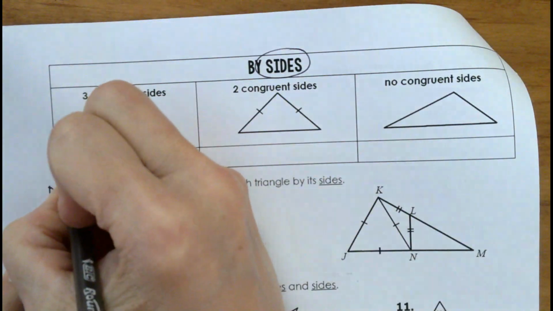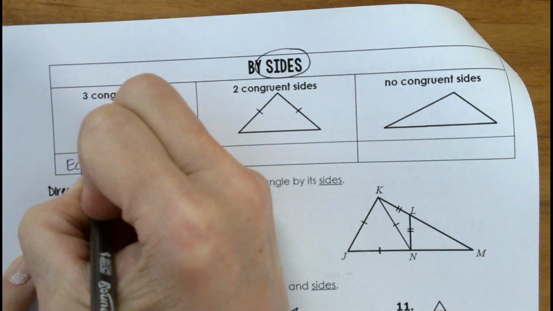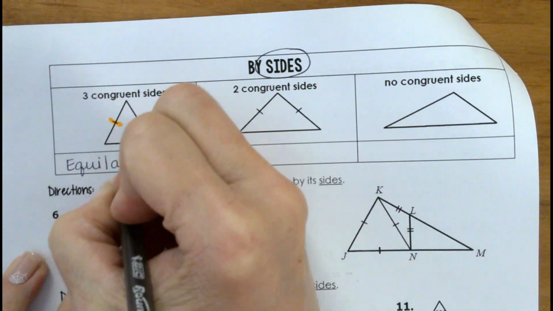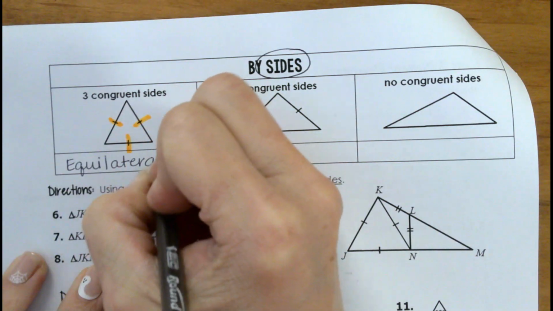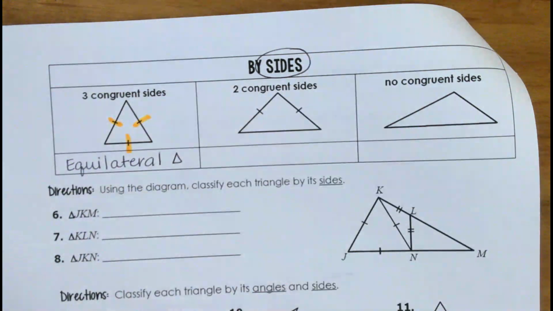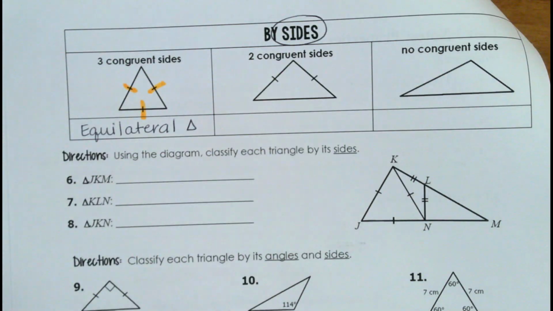Equilateral. So we write the word equi, and then we write lateral. Us mathematicians, we're so creative. We come up with the best names ever, don't you think? We're just so creative. Actually, not really. We call a spade a spade. That's an equilateral triangle. Nothing fancy.